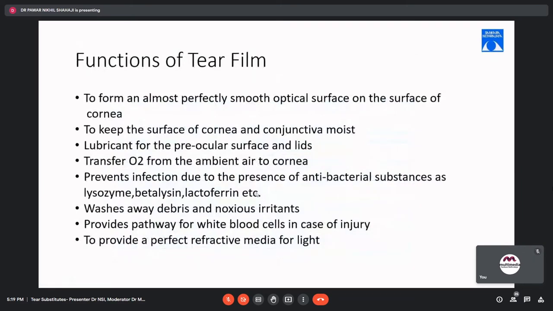Functions of tear film: it forms an almost perfectly smooth optical surface on the cornea, keeps the surface of the cornea and conjunctiva moist, provides lubrication, transfer of O2, prevents infection, washes away debris, provides a pathway for blood and white blood cells, and is a perfect refractive media for the light.